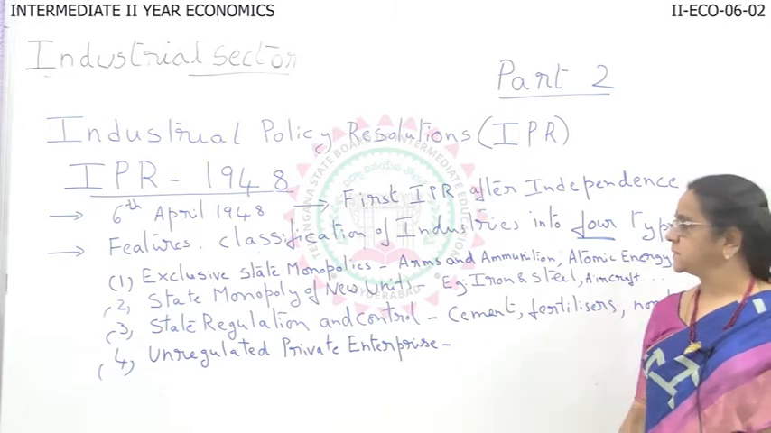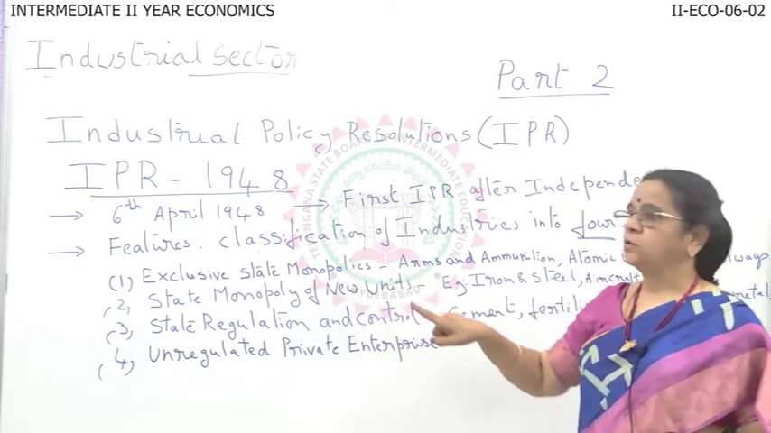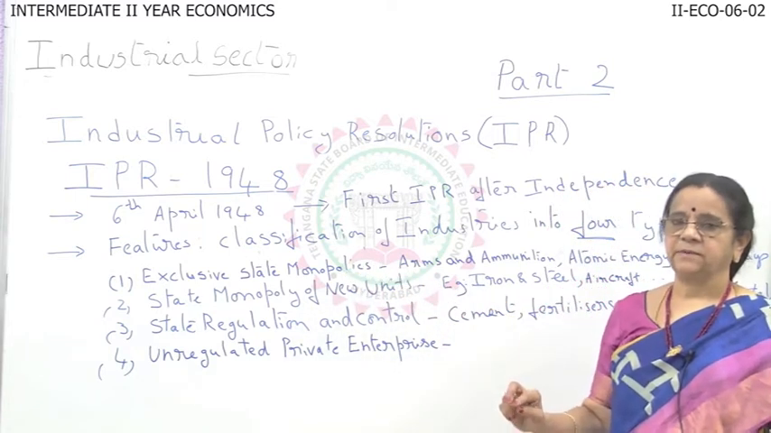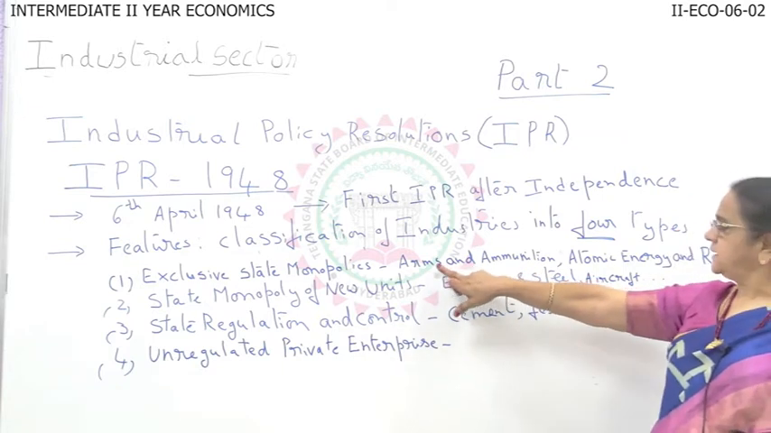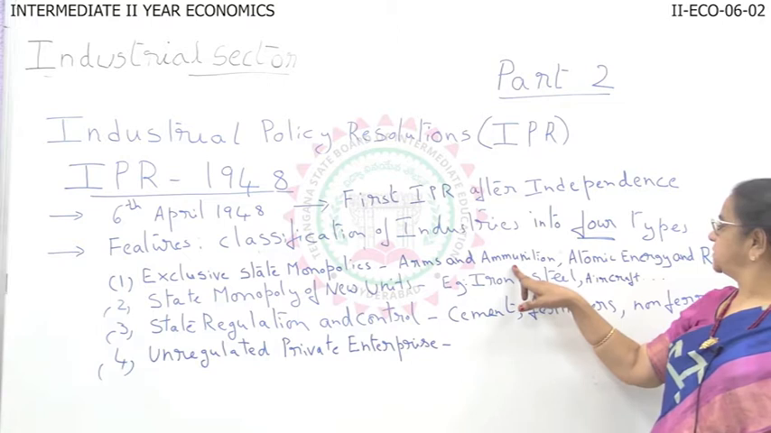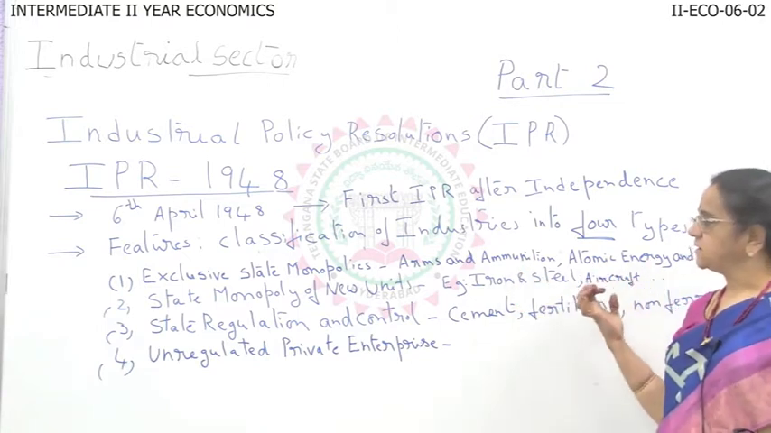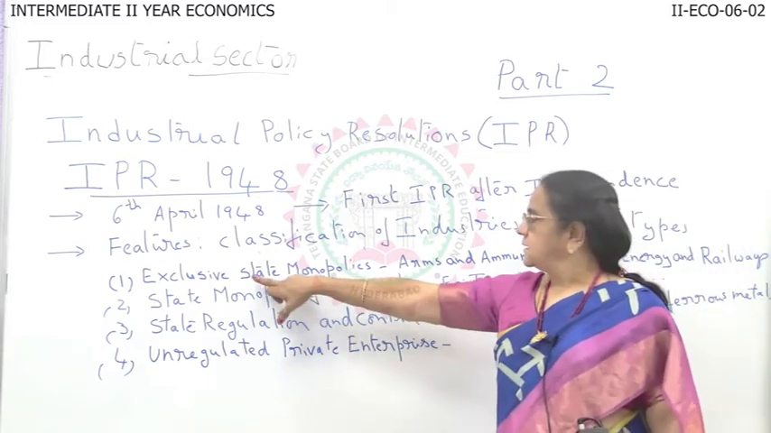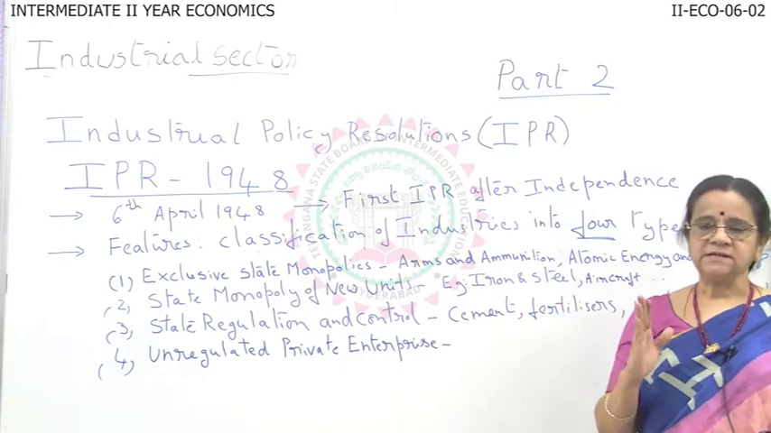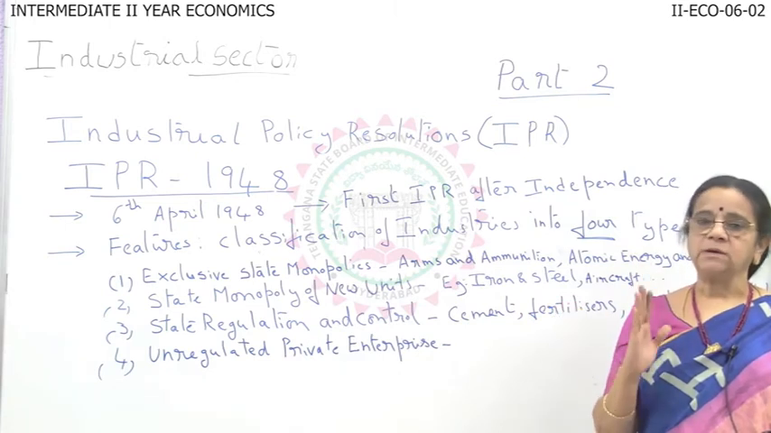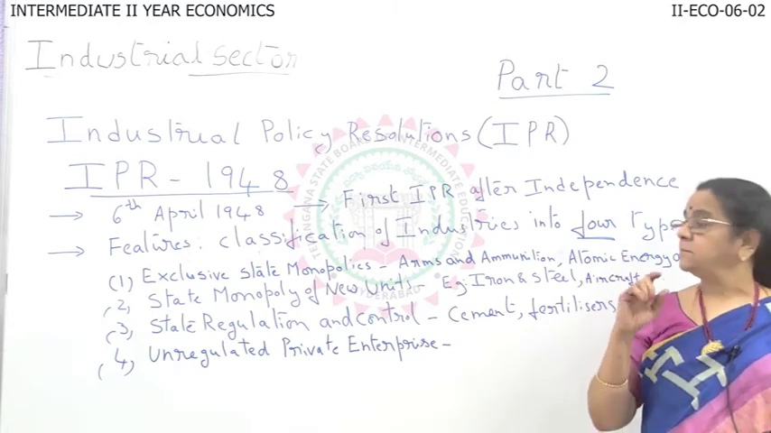What are they? First category, exclusive state monopolies. So very important industries like arms and ammunition, atomic energy and rail transport. These were included under exclusive state monopolies. These units will be set up only by the central government. Hence, they are state monopolies.